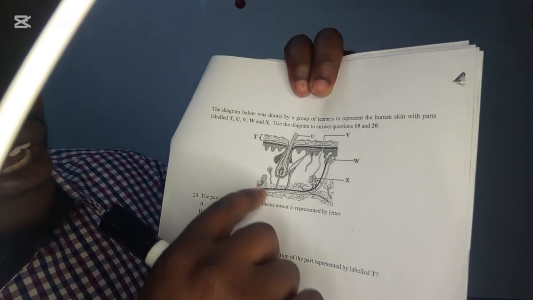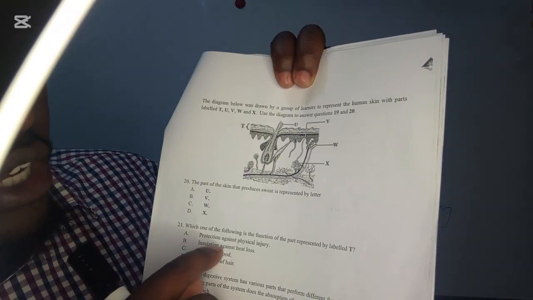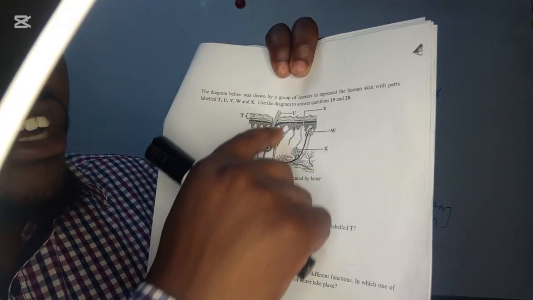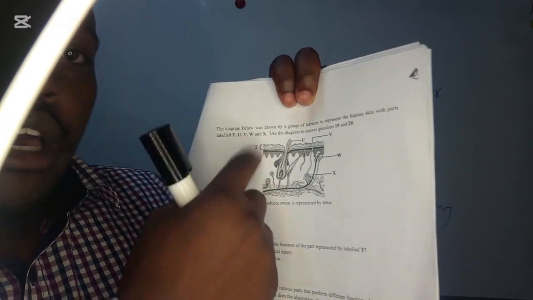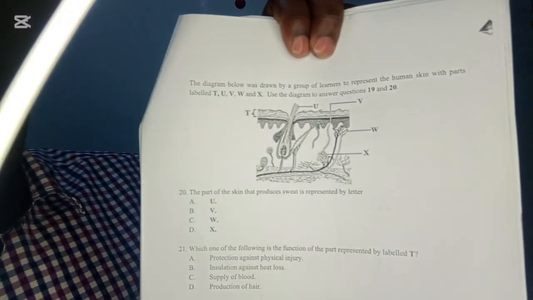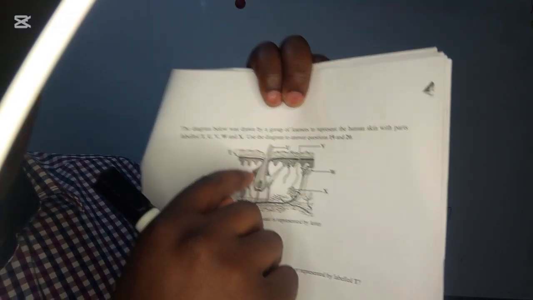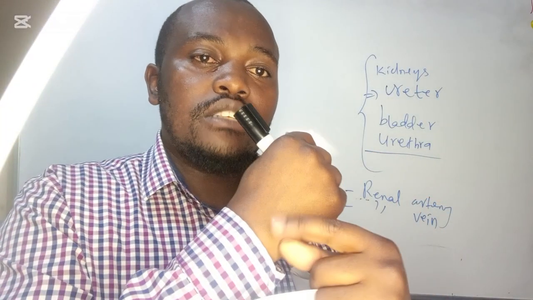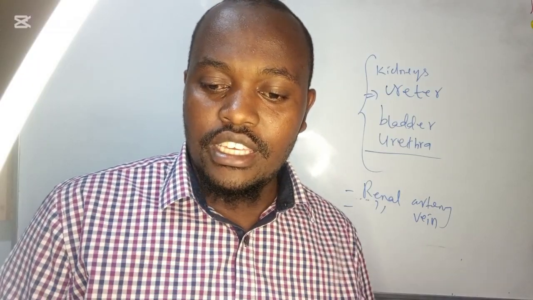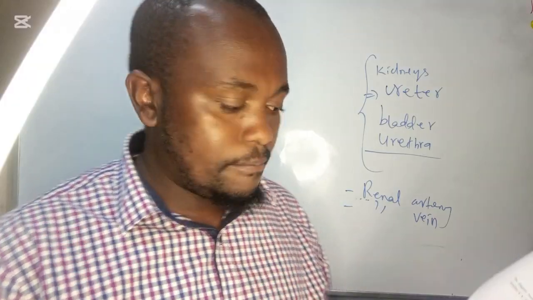Sorry, supply of blood is by the blood capillaries. Blood capillaries supply blood. Insulation against heat loss is a function of hair. When it is cold, your hair will stand, trapping a layer of air, and air is a poor conductor of heat. Therefore you will not lose heat. It provides insulation. What about protection against physical injury? The topmost part of your skin provides protection against physical injury to the more delicate inner parts.